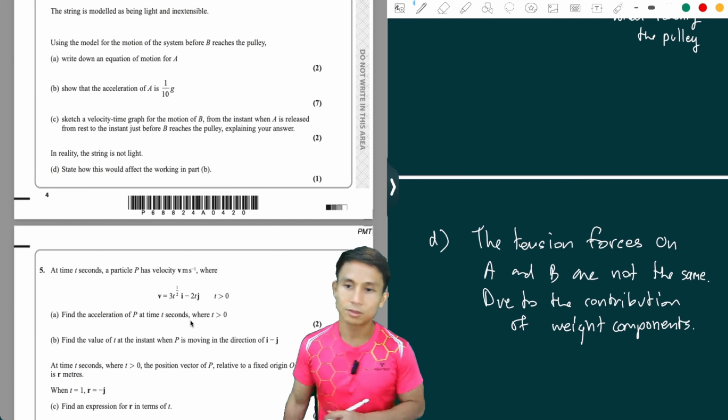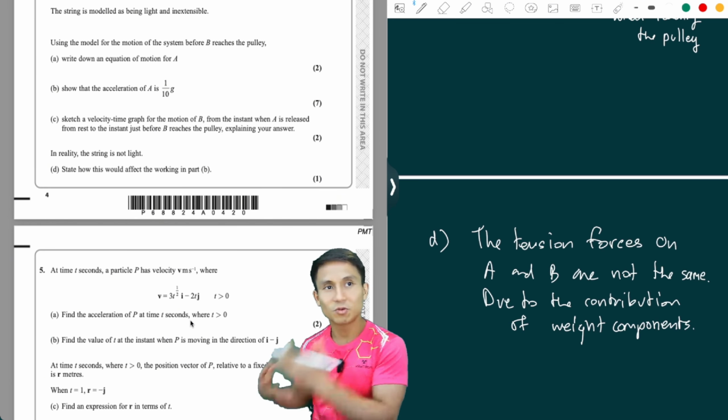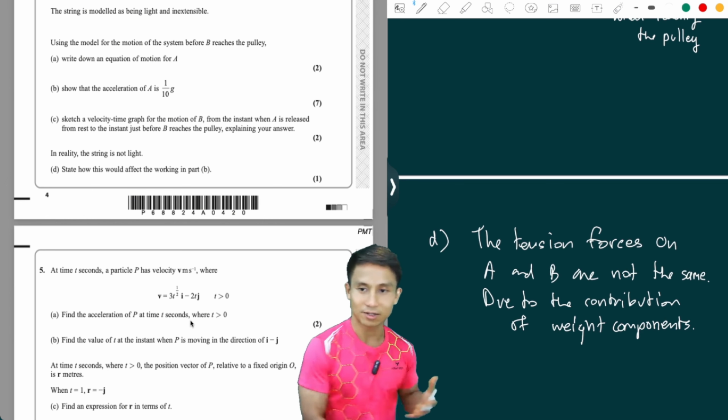Yeah, so if there's more weight on the left, there will be less tension on the left and more tension on the right, and so on.